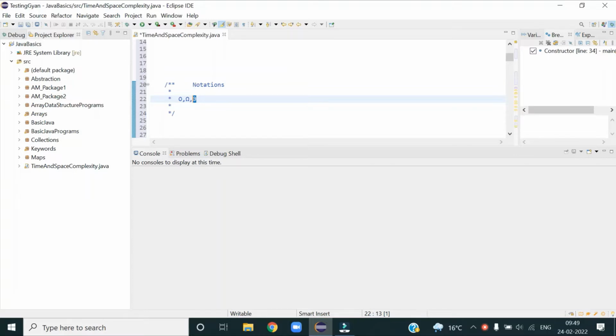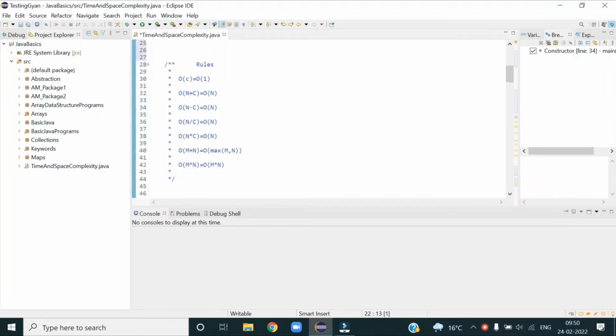And theta falls in between omega and big O. That is, it tells us about the in-between value of upper and lower bound of running time of an algorithm. That is, it helps us to determine the average time complexity of an algorithm. So this is how various notations are being used to measure the time complexity. Then there are few general rules as well. So these are the few rules.